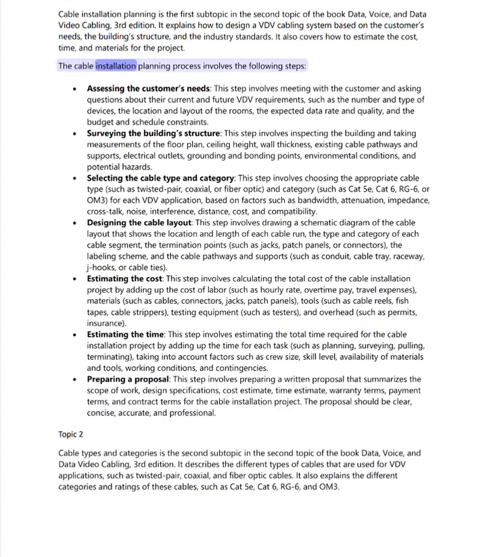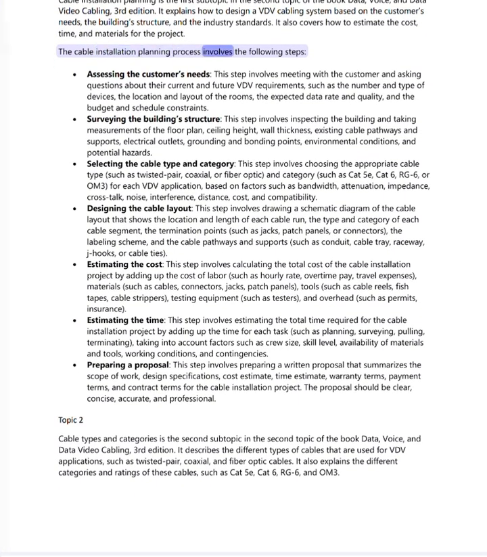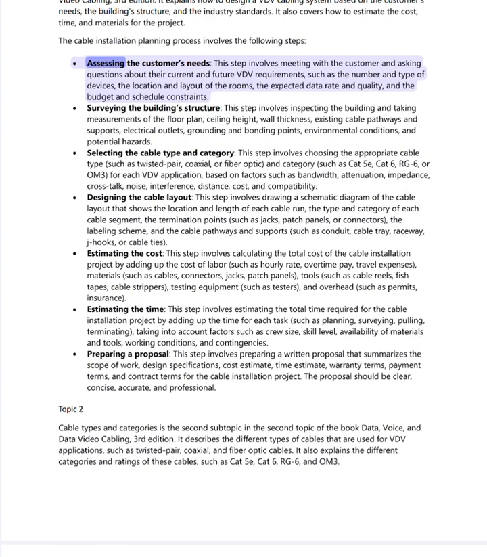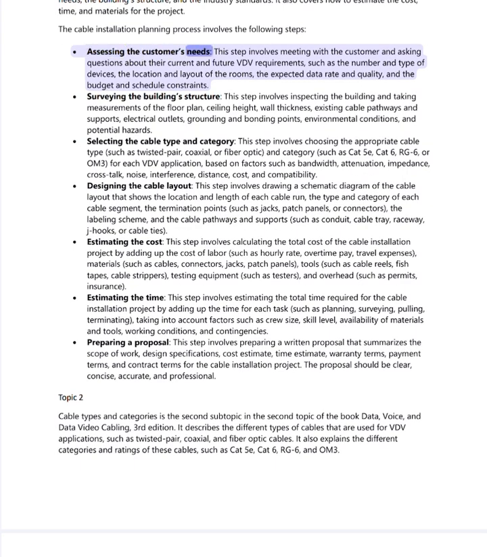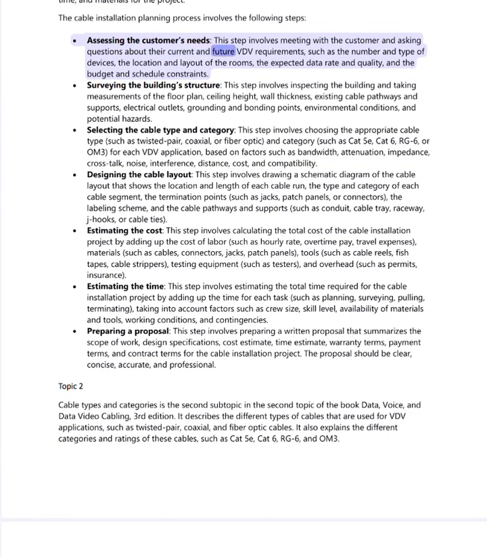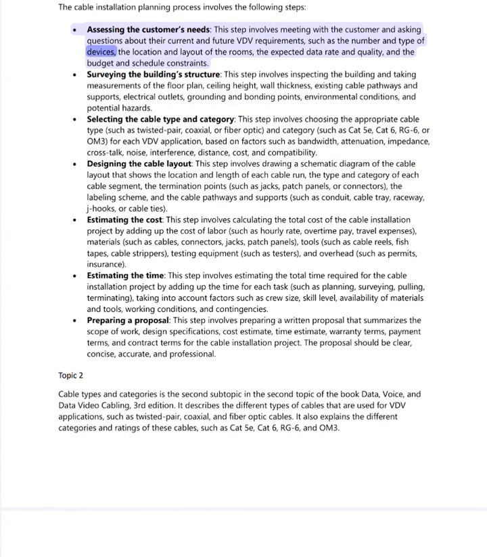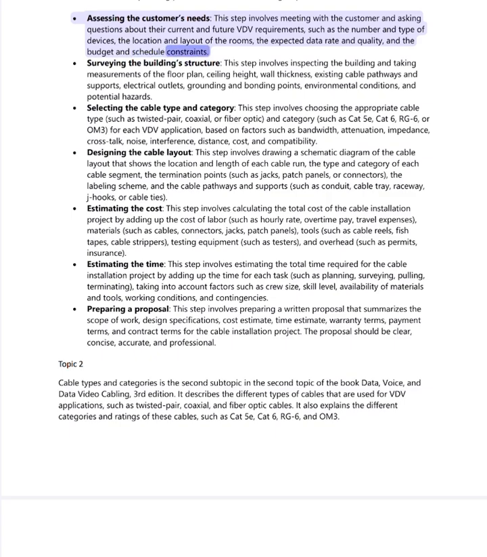The cable installation planning process involves the following steps. Assessing the customer's needs. This step involves meeting with the customer and asking questions about their current and future VDV requirements, such as the number and type of devices, the location and layout of the rooms, the expected data rate and quality, and the budget and schedule constraints.